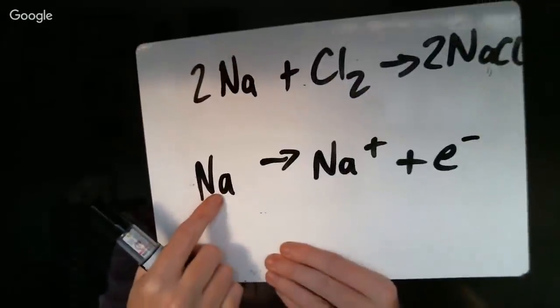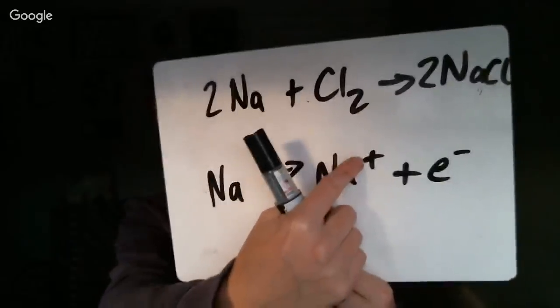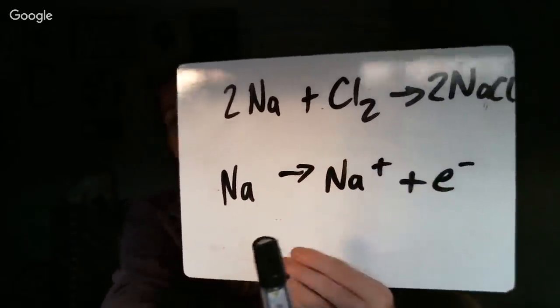Now, if we're writing our half equation and we only want to look at sodium, then we'd start off with our sodium and we're going to show what happens to it. So sodium at this point is actually going to lose one of its electrons. So we start off with a sodium atom, and it's going to make a sodium ion and an electron. So that would be our half equation for the sodium.